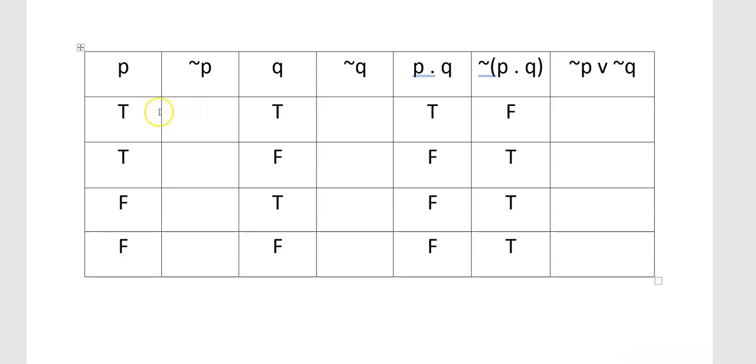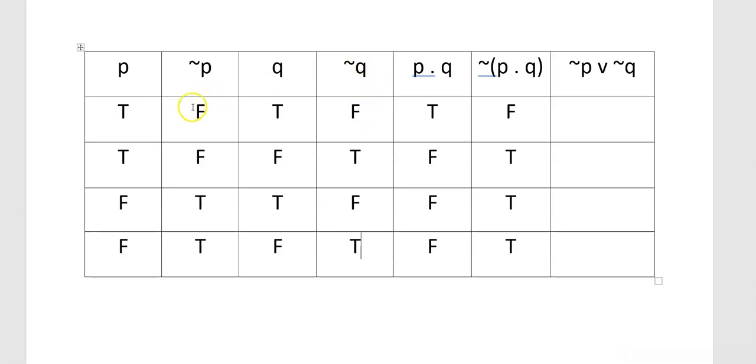Now let us draw the value of the negation of P from the first column. So negation of P in the first row would be false. Negation of P in the second row would be false, and in the remaining rows it is true. Now calculate the value of negation of Q. So in the first row it is going to be false, in the second it is going to be true, in the third it is going to be false, in the last it is going to be true.